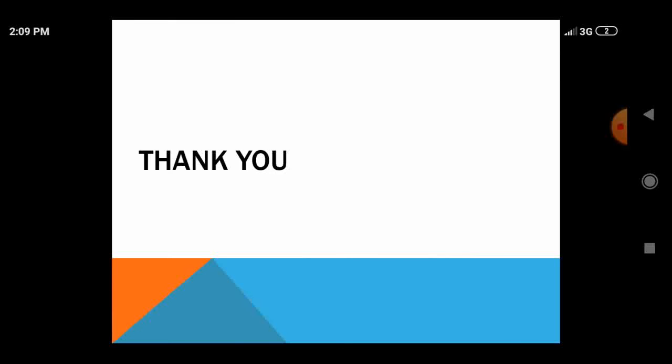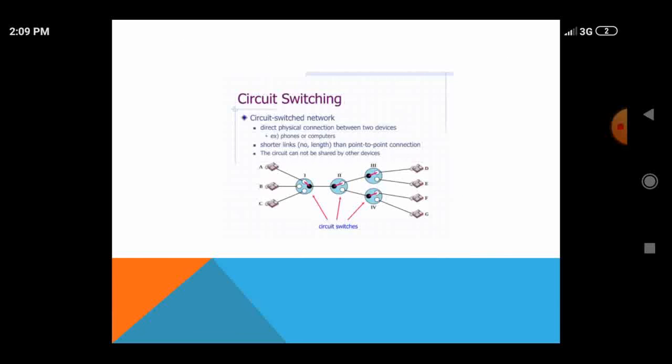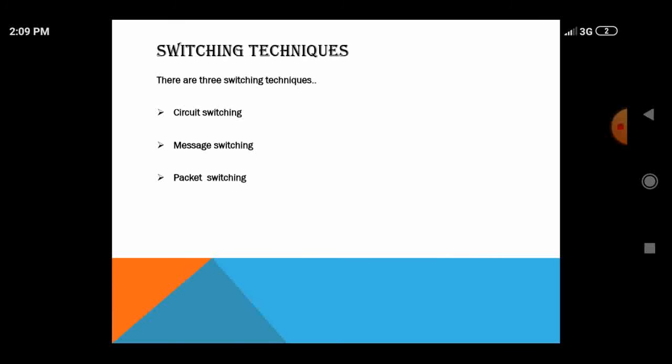Let us revise the concepts of switching techniques. We have seen circuit switching, message switching, and packet switching. Switching is the technique used for transmitting data across the network. There are three types of switching techniques: circuit switching, message switching, and packet switching. Circuit switching creates a physical connection between the source computer and the destination computer, and this is called an end-to-end connection.